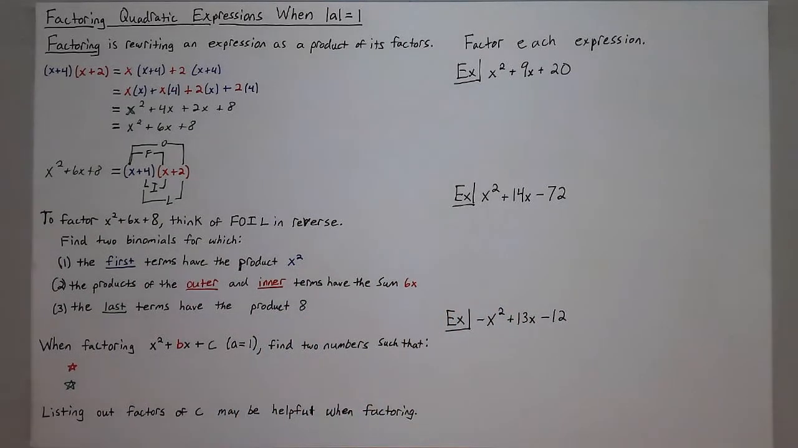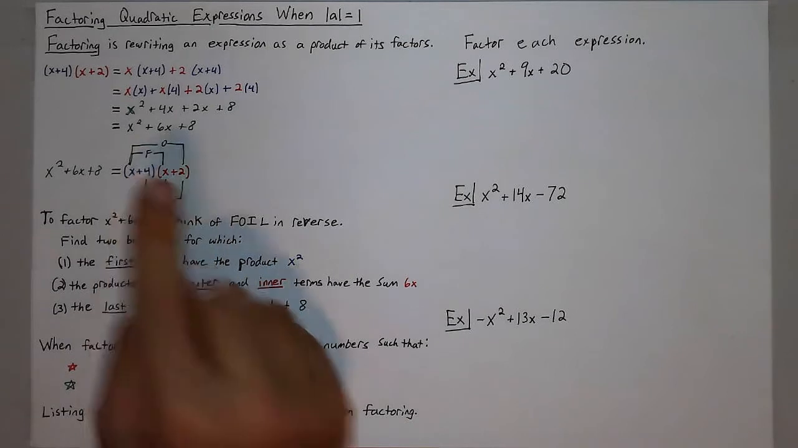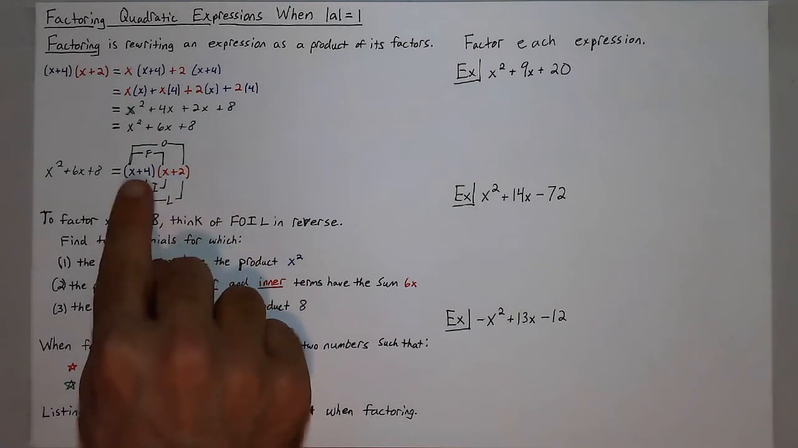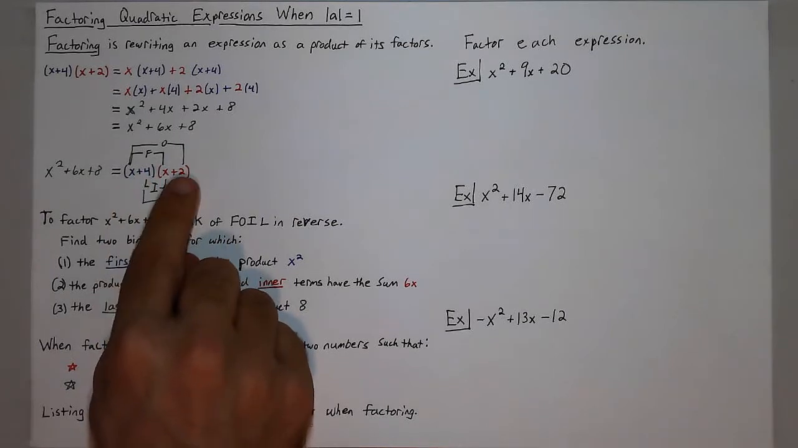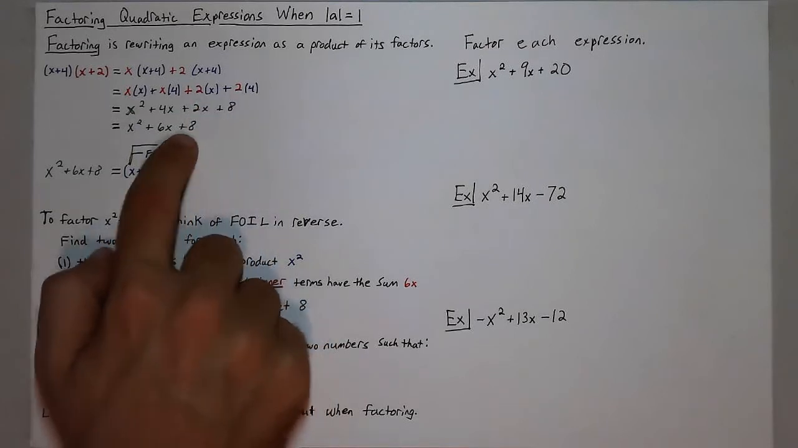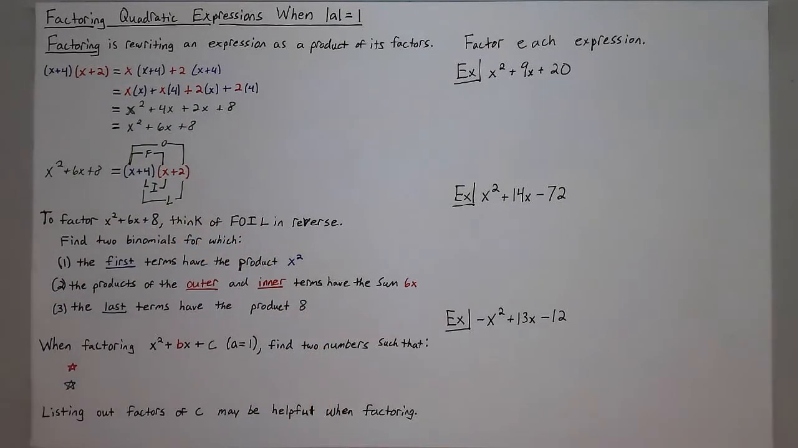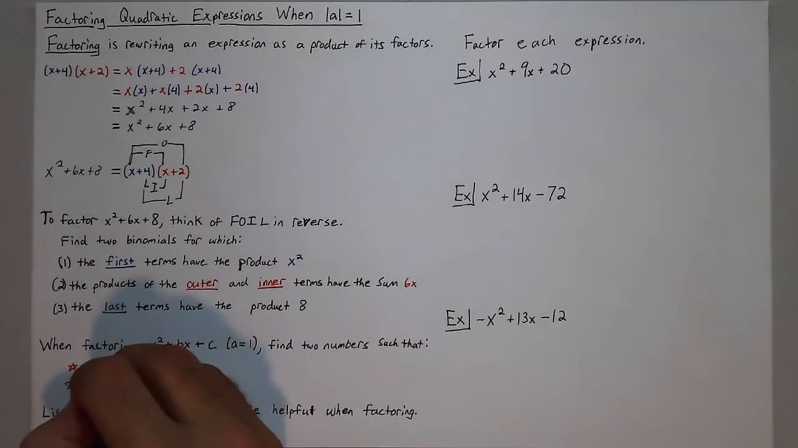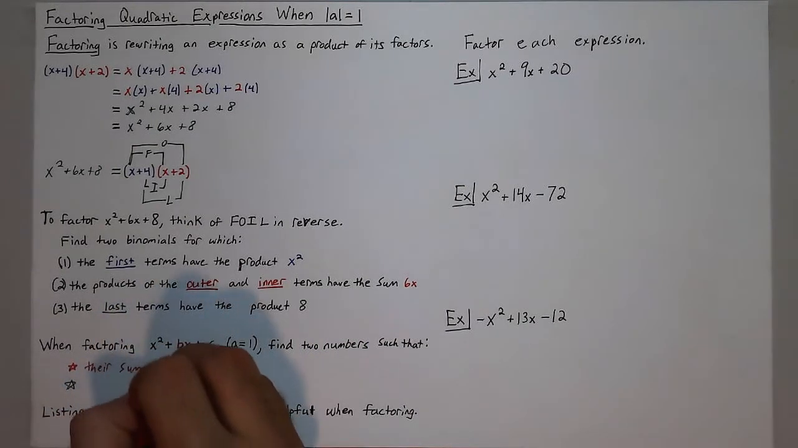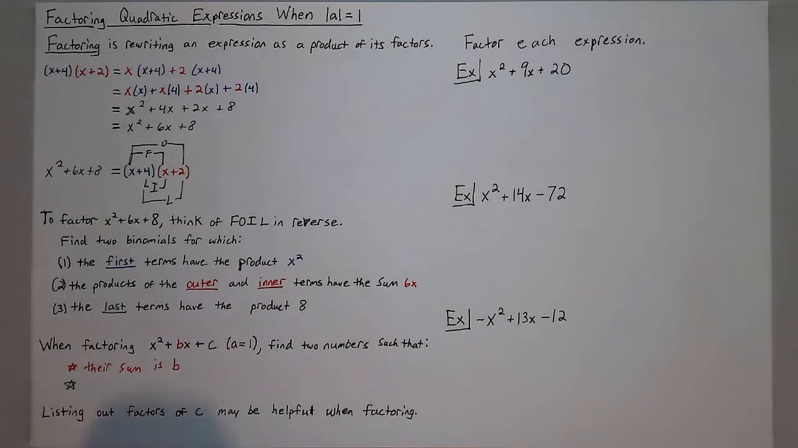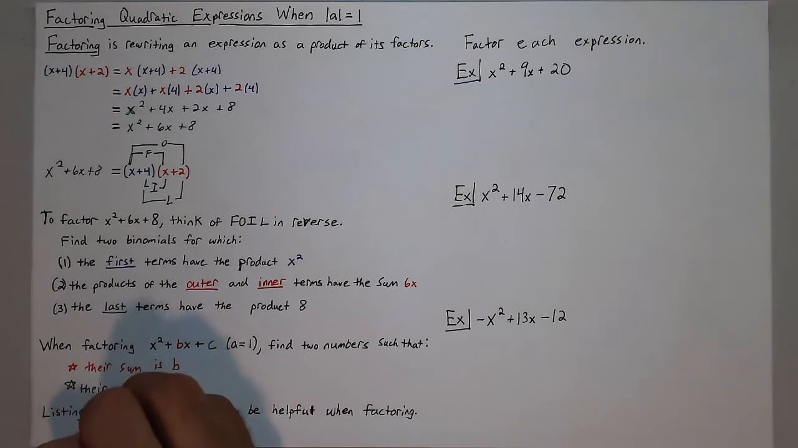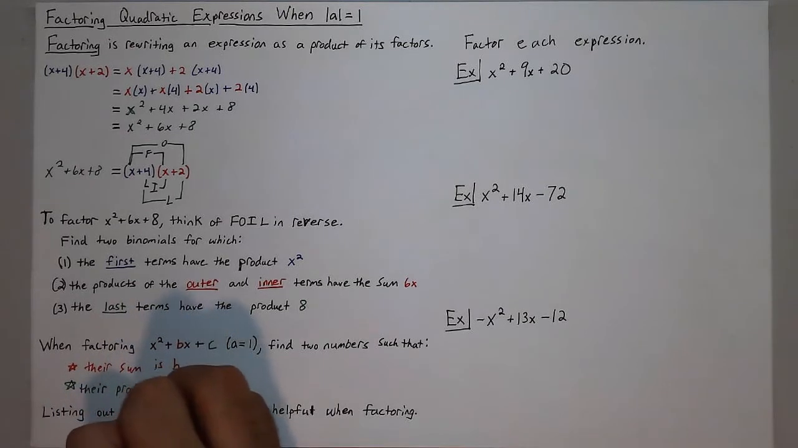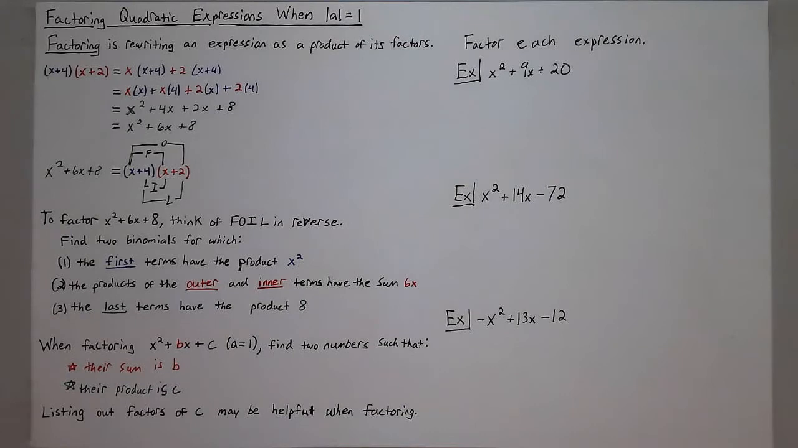So if I keep in mind that I'm really just looking for two numbers that have a sum of 6 and a product of 8, because 4 plus 2 is 6, and 4 times 2 is 8. That's that relationship that's going on there. So we're just looking for two numbers whose sum is b, whatever that coefficient is, and whose product is c. And typically, listing out factors of c is a good place to start when factoring.